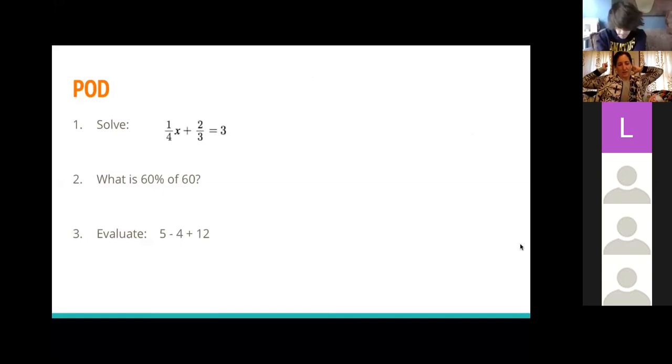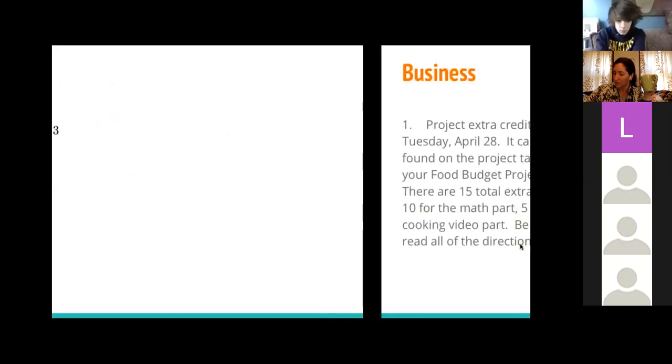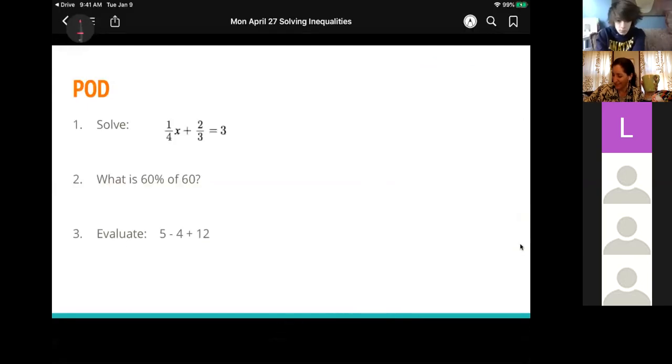All right, so POD number 1 is my guess is the one that people maybe are like, oh, it's Monday morning. Fraction equation, not my favorite. But I thought it'd be a good review because we haven't done any fraction equations in a while. So let's start with POD number 1.